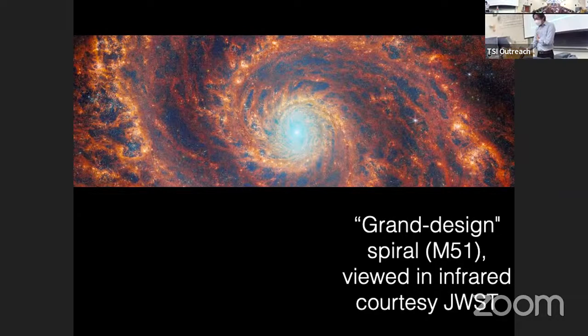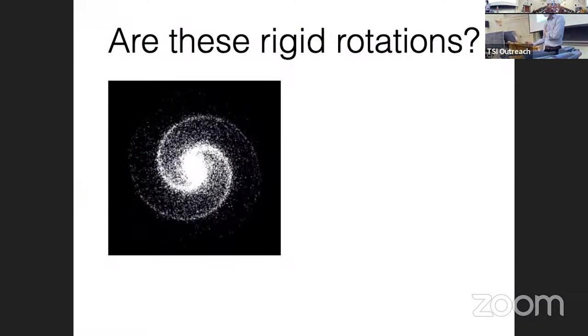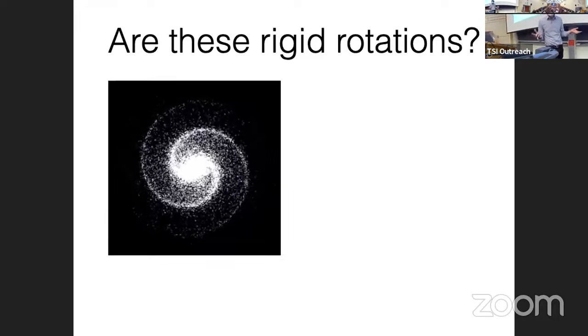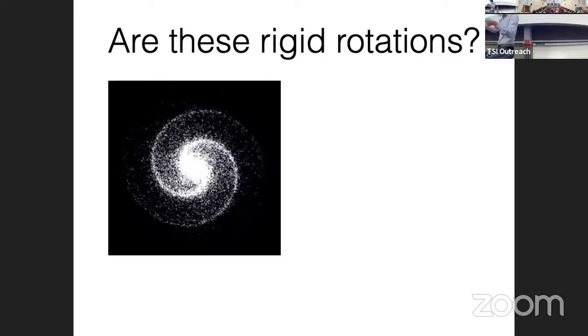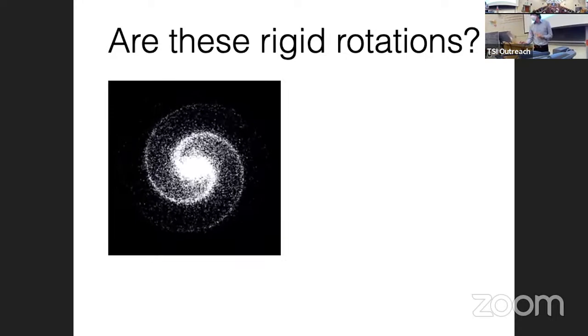And one question you might have is, what are these spiral arms? Okay, they're bright. They definitely have stars in them. But one thing you can ask is, are these rigid rotations, where you can imagine painting the galaxy on a disk, and you rotate around and it's just like a solid disk where everything's rotating around at the same rate? It turns out that's not what the spiral arms are, okay? Instead, they're actually more like traffic jams, okay?